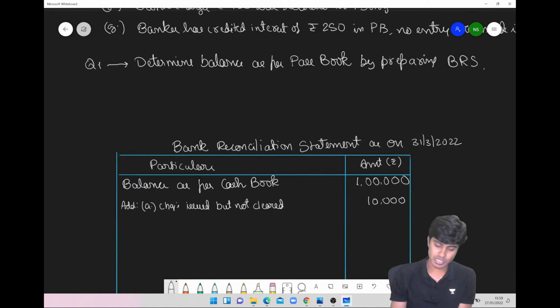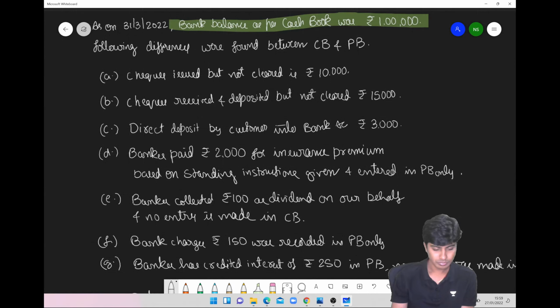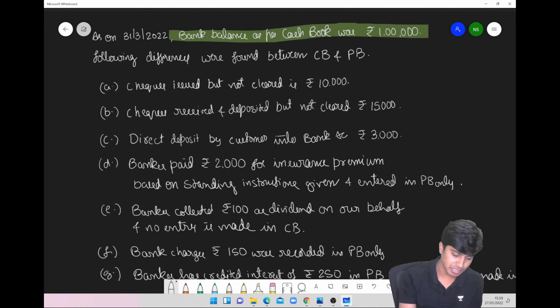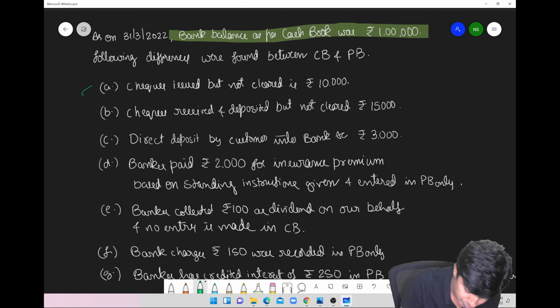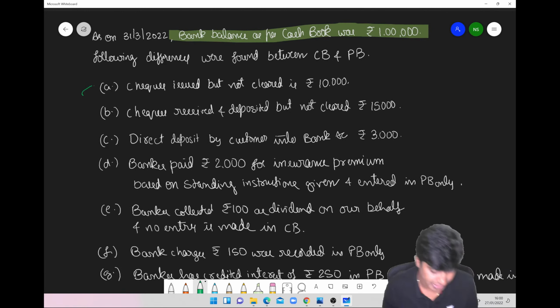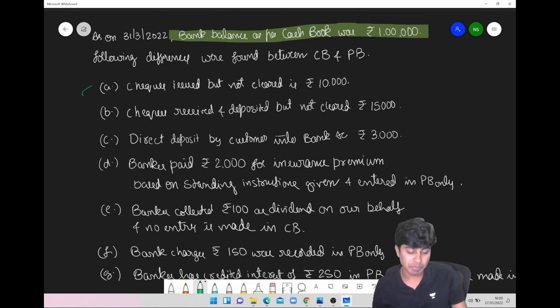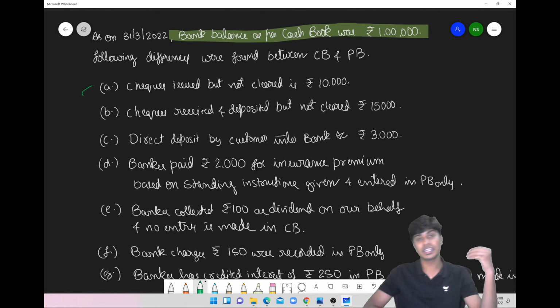Come on, let us now go to the second adjustment. First adjustment is done. Now we are doing our second adjustment: checks received and deposited but not cleared. We have received certain checks and we have deposited these checks.